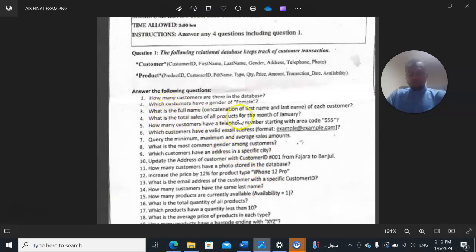So now let's further see whether we have any column again under this question. What is the total sales of all products? We already identified that. But now the question further says for the month of January. Now for the month of January is talking about a date, in which this transaction occurred. Let's see whether we're going to have any attribute under the product table that can represent a date here. Product ID, customer ID, product name, type, quantity, no, price, amount, no, but transaction date is here.